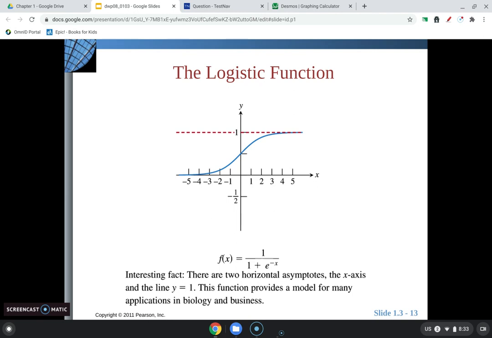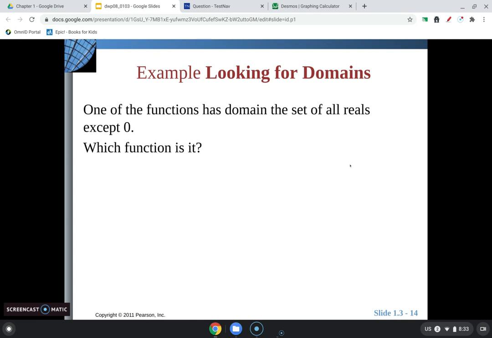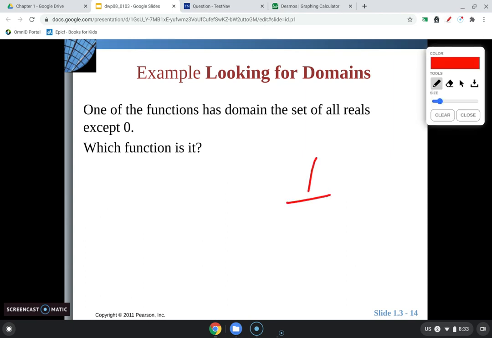Just answering some questions today about those different types of functions. Which one of the functions has the domain of all the real numbers except 0? Well, if you remember, that's going to be your reciprocal function, or 1 over x, because you cannot divide by 0. So that would be the reciprocal function.